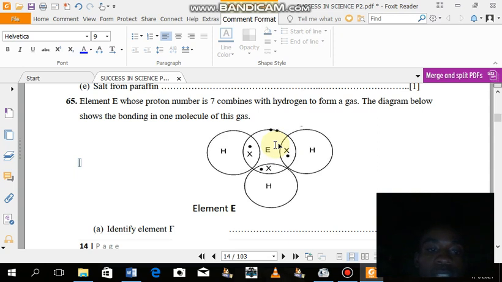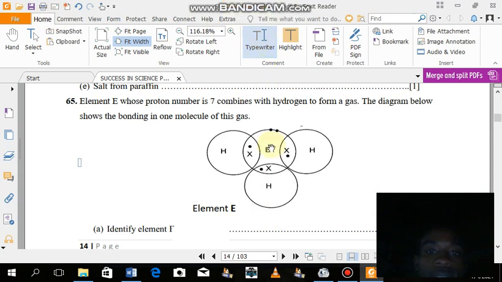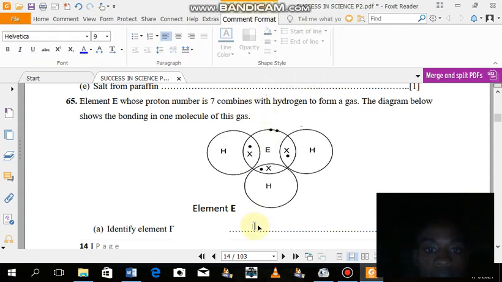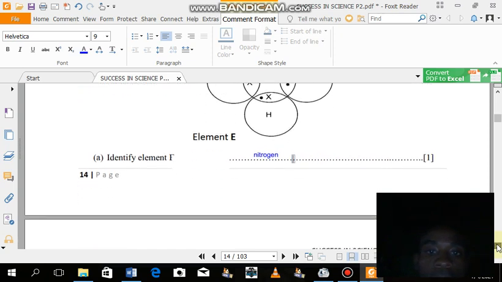Now, to answer the first question, it's saying identify element E. You have seen how simple it is. Based on our analysis, we have already identified element E, which is nitrogen. So our answer in this case is going to be nitrogen. So we're going to write nitrogen here for the sake of revising. Alright, like that. So this is going to be our answer. We go to the next question.